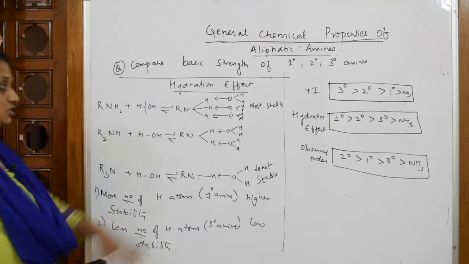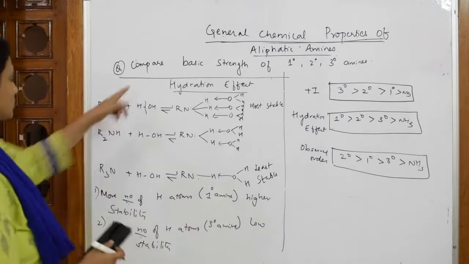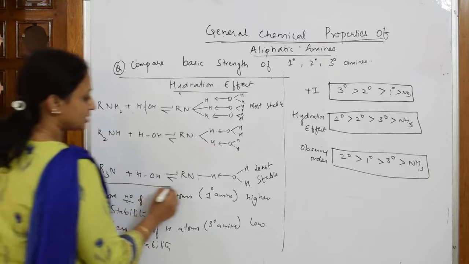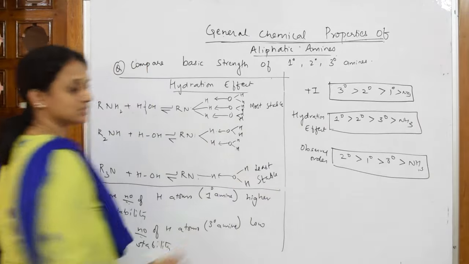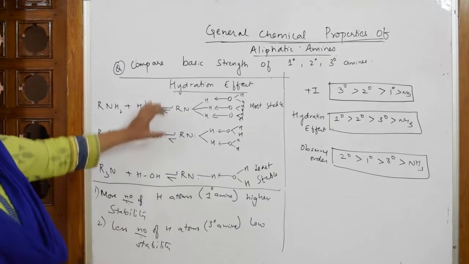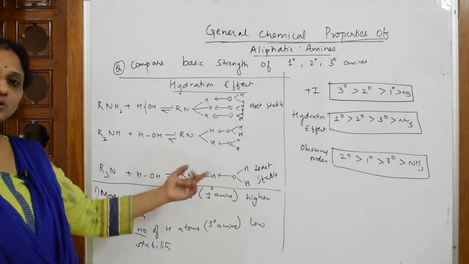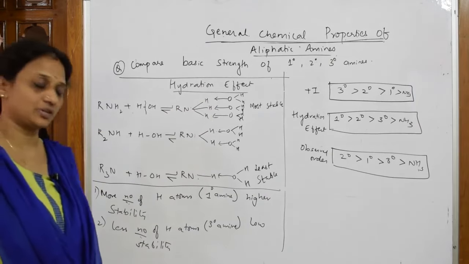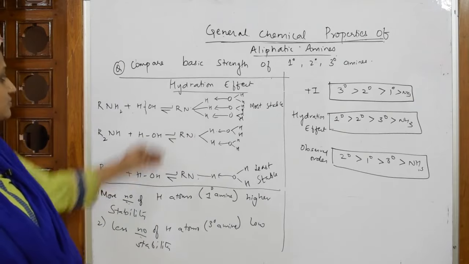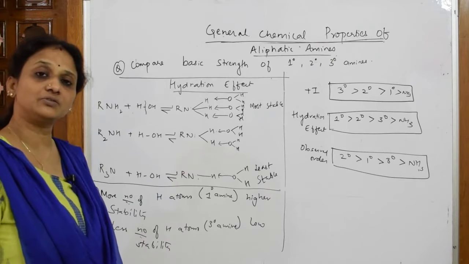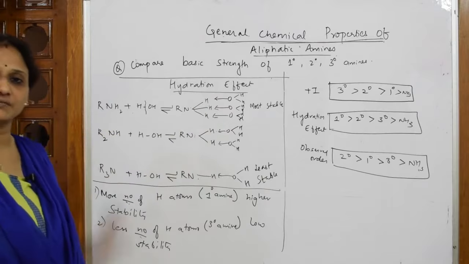Now simple. So based on this hydration effect, this is what I did. So your hydration effect is explaining this concept. That is what I wrote, that reason. So more number, 3 are forming 3 hydrogen bonds. Here only 2 hydrogen bonds, here only 1 hydrogen bond. So this whole concept of forming a bond with water molecule is called the hydration effect.